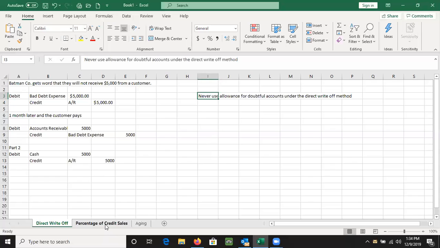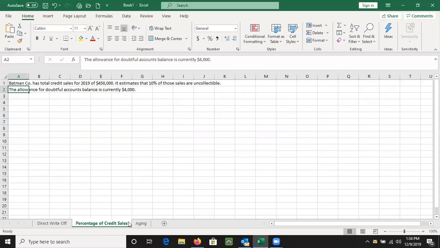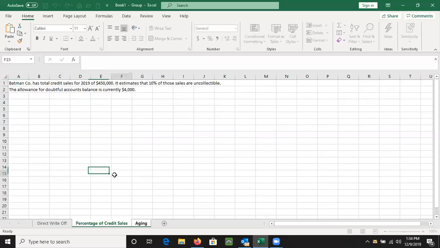We're going to go to the percentage of credit sales. Again, this method and the aging method are both part of the allowance method. The allowance method says, no, you don't wait until you get 100% confirmation that you're not going to receive an accounts receivable from a customer. This method says you have to make an estimate of how much you think you will not receive. Remember, accounting and GAAP specifically, generally accepted accounting principles, is all about being conservative. They want you to show less promising figures if that is more likely.